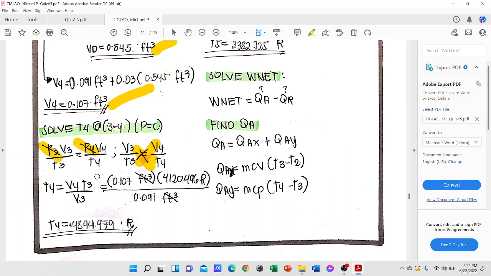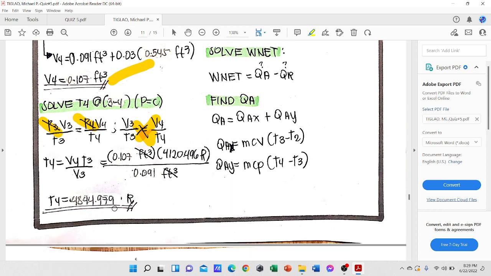Then, we just substitute the values. Our V4 from earlier is 0.107, and the temperature 3 is 4,120.496, all over our volume 3 of 0.091 cubic feet. Therefore, our temperature 4 is 4,844.979 Rankine.